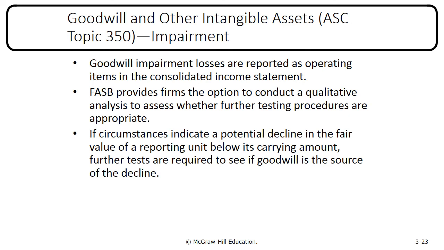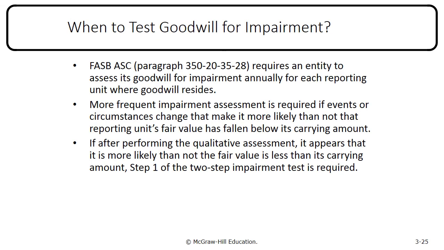Okay. And if it does, well, let's see how we would determine if it does or not. It requires an entity to assess its goodwill for impairment annually. More frequent impairment tests are done if events or circumstances change that make it likely that the fair value has fallen below the carrying amount, which would be the 80,000 Parrot has for Sun. If after performing the qualitative assessment, so you're not doing anything with numbers yet, you're just looking to see how much is it worth, things like that, it appears it is more than likely that the fair value is less than its carrying amount.